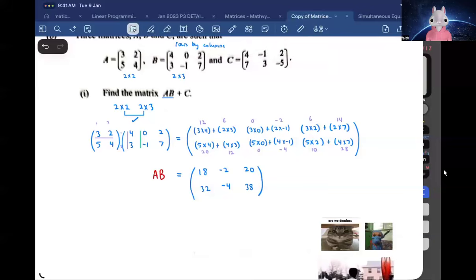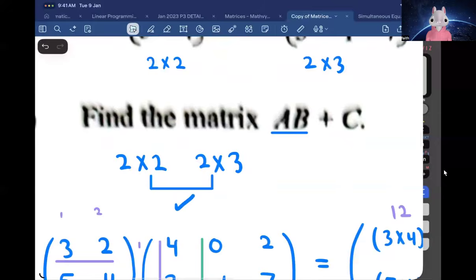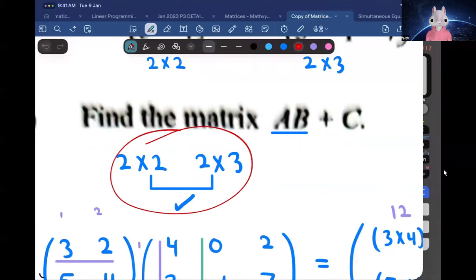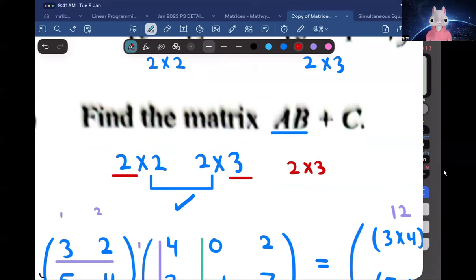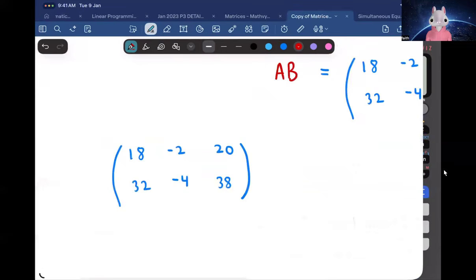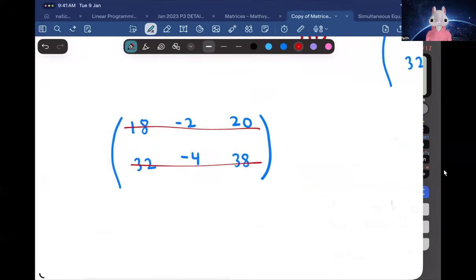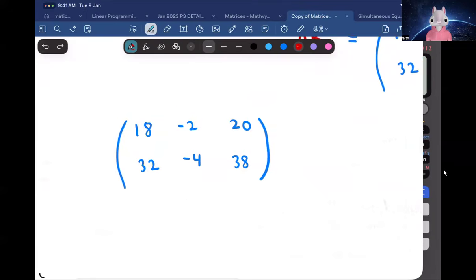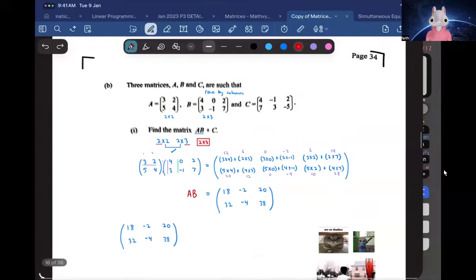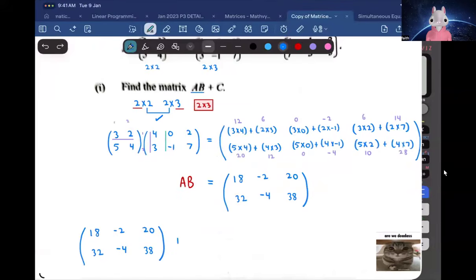So we have AB over here, right? This is AB. And let me show you something. If you look at the compatibility test, and you look at the two outer numbers, the two outer numbers are 2 and 3. So that would have meant that the final order for my answer is 2 by 3, right? Did we end up with a 2 by 3? Yes, sir, because we have 2 rows and 3 columns. Awesome. And we add in C to that.